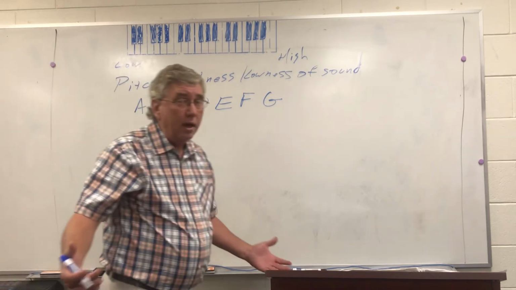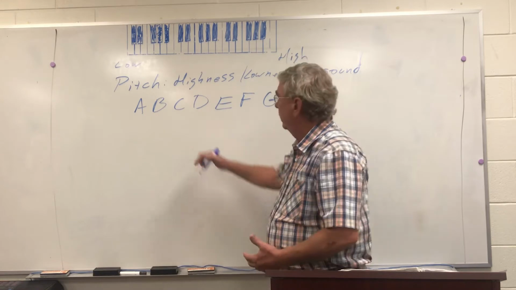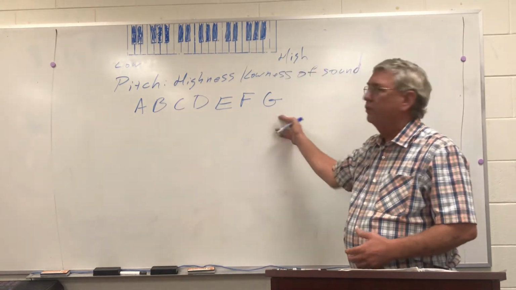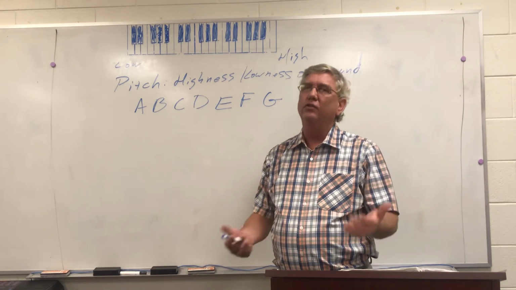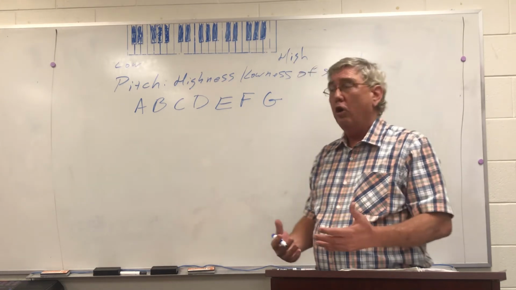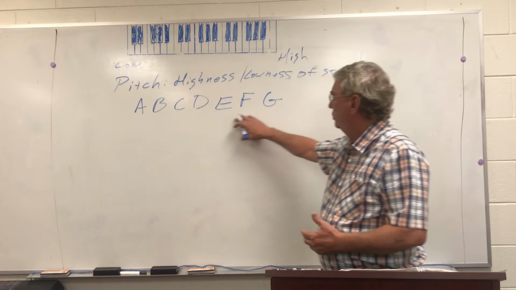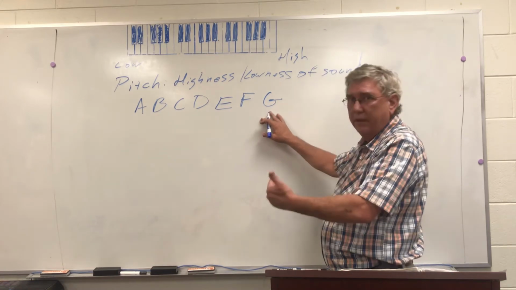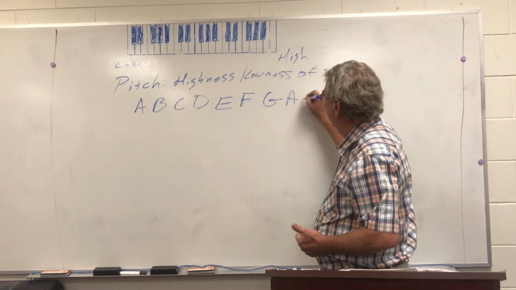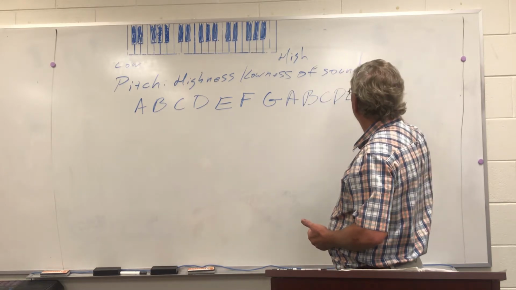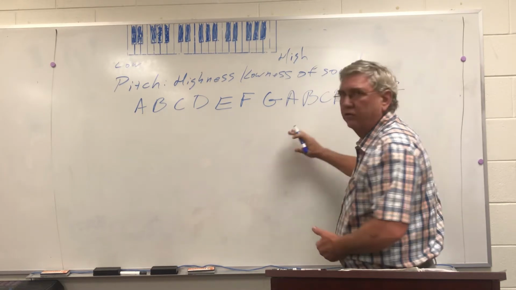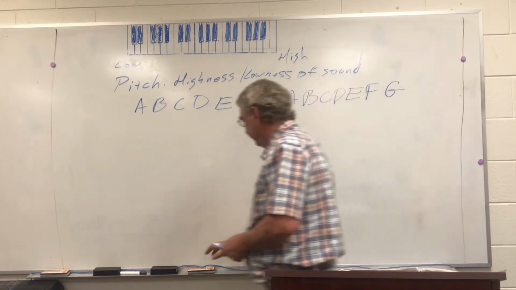Well, there's a whole lot more notes than that. That's only 7 notes: 1, 2, 3, 4, 5, 6, 7 notes. But you know there are 88 keys on a piano. Each one has a different pitch. So after we get done with G and we keep going higher, we start over with A, and so on and so forth.